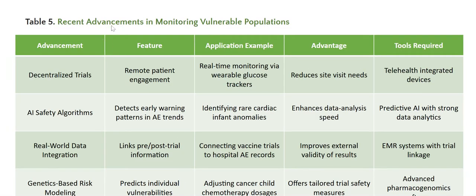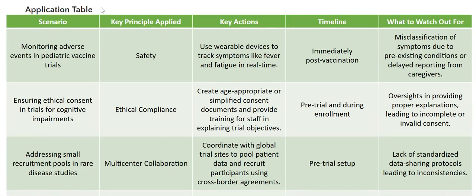We have a table about the recent advancements in monitoring vulnerable populations: the advancement, the feature, the application example, advantage, and tools required. Advancement, we have decentralized trials, DCTs, AI safety algorithms, artificial intelligence, real-world data integration, RWD integration, and that happens in post-marketing surveillance studies or trial, which is phase 4. Genetics-based risk modeling, and we have the electronic consent, e-consent.